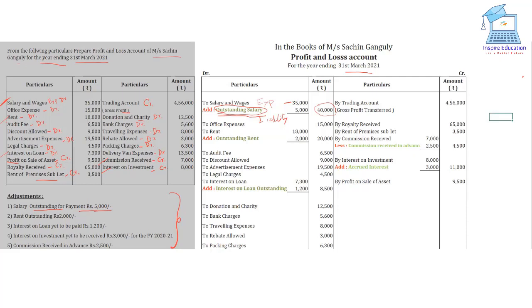Similarly, if in the adjustment it is given salary paid in advance for rupees 5,000, then we would have deducted the amount, because the salary I have paid in advance is my asset.